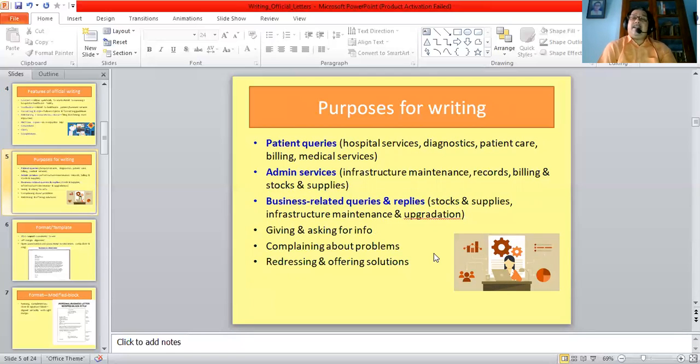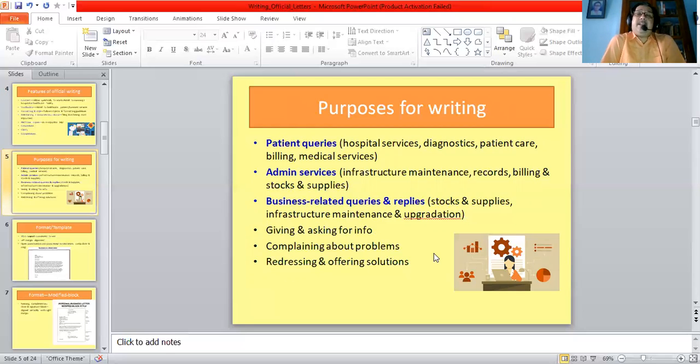Again, diagnostics, different kinds of testing facilities which your hospital is providing, patient care of various kinds, obviously, emergency or critical care, trauma care, post-operative care, palliative care, all kinds.